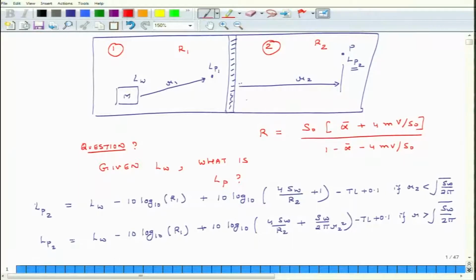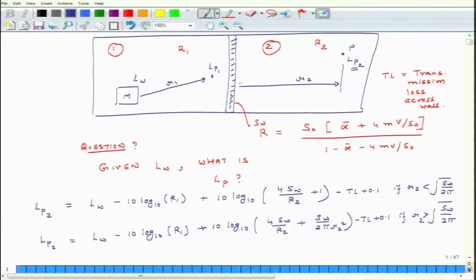So, SW is the surface area of the wall. TL is transmission loss across the wall. And this is R2.